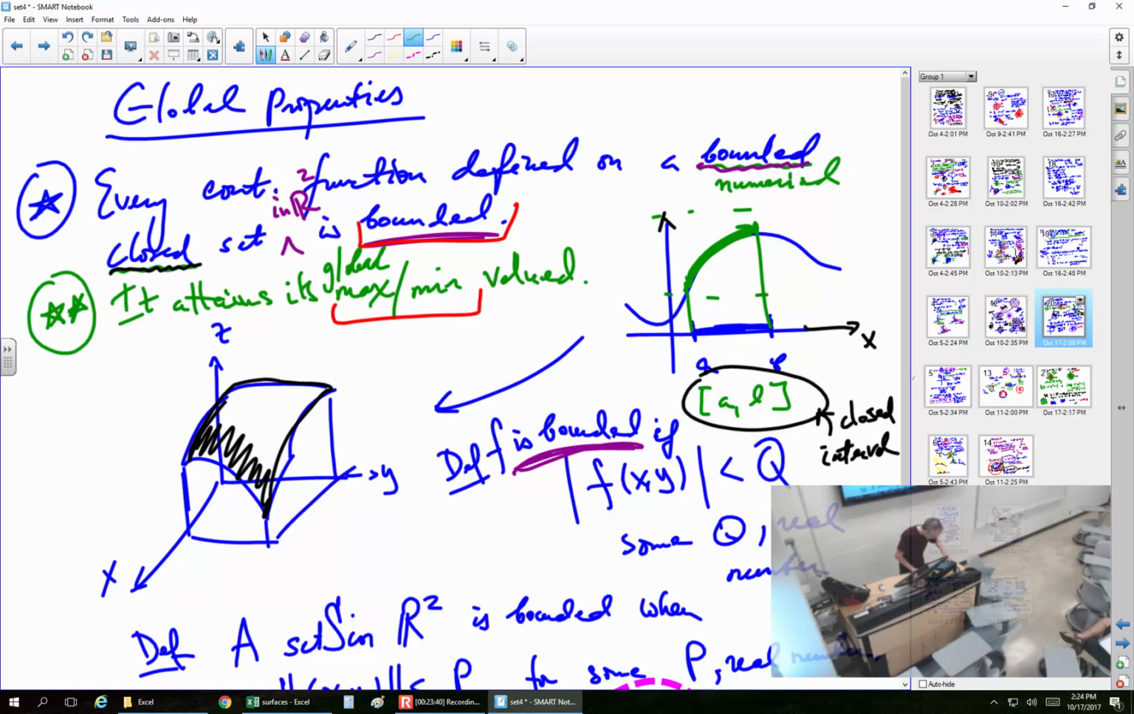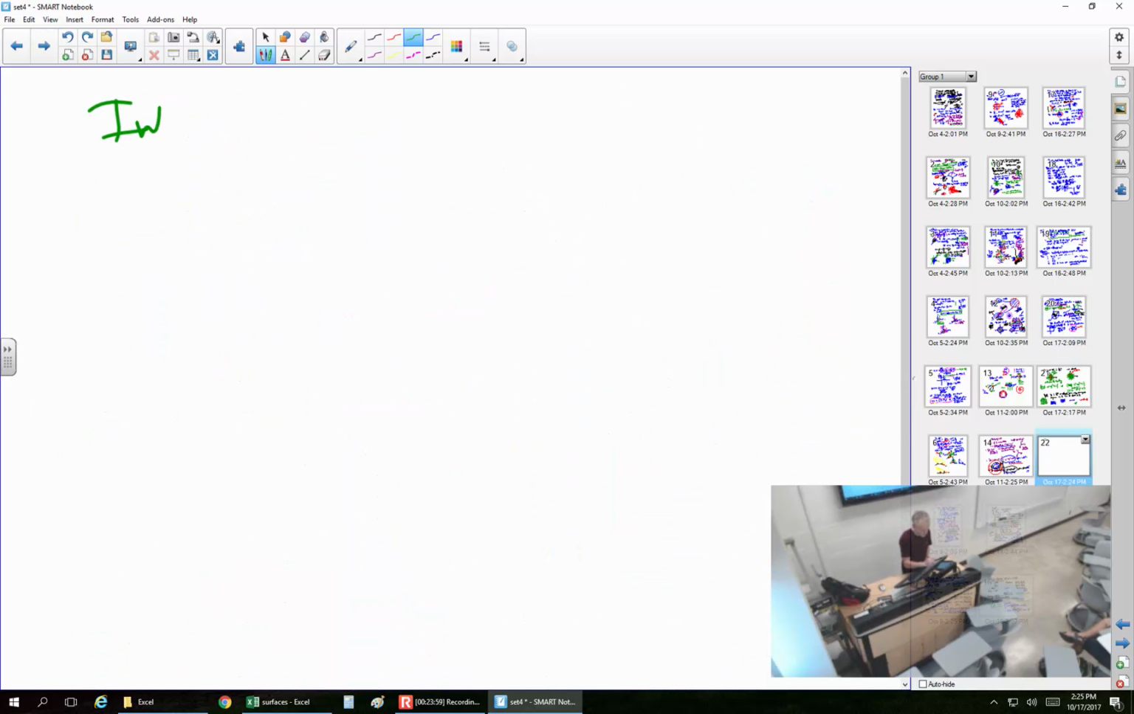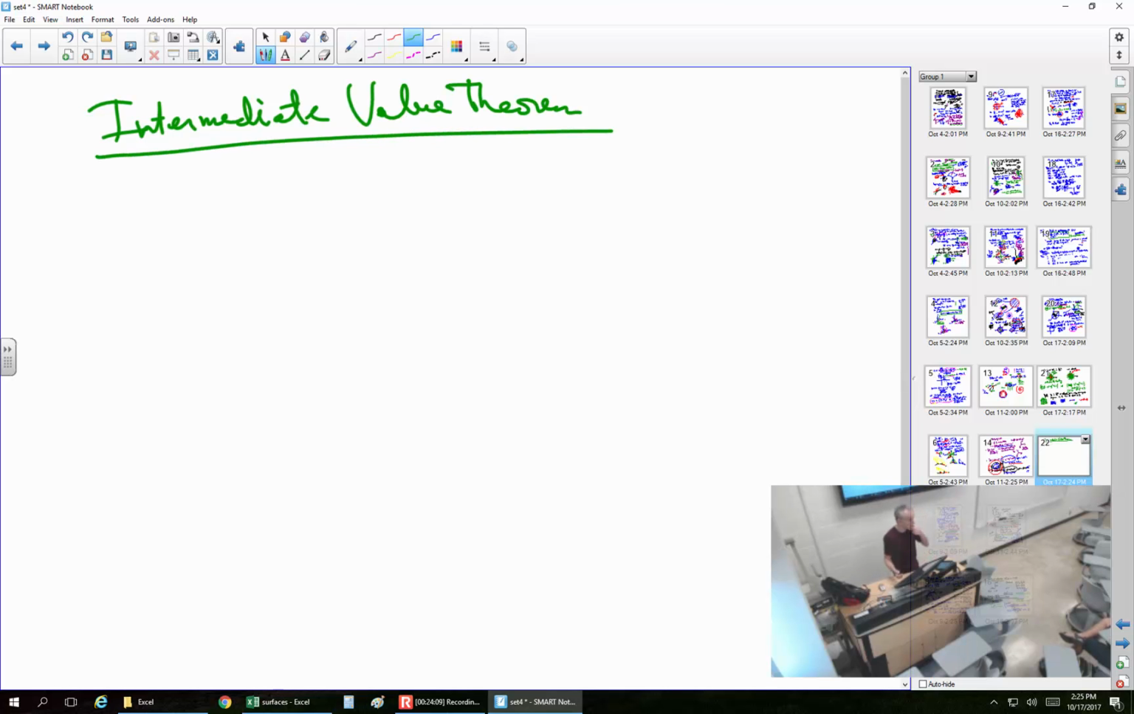Okay, so well, a couple more theorems. And once again, referring every time to a familiar theorem, hopefully from calculus 1. The next one is the intermediate value theorem. So what is the intermediate value theorem from calculus 1?